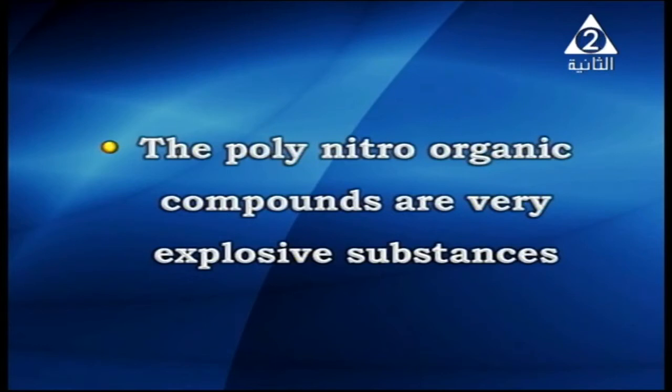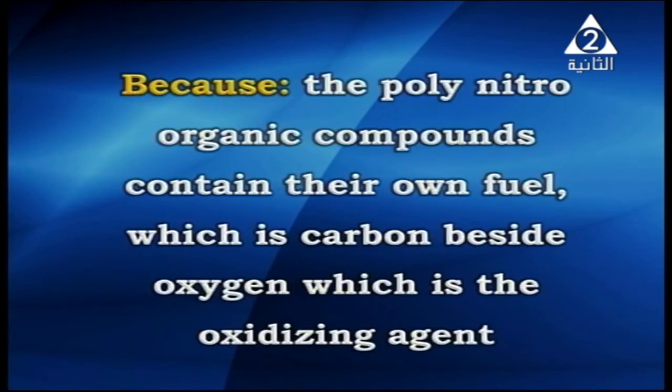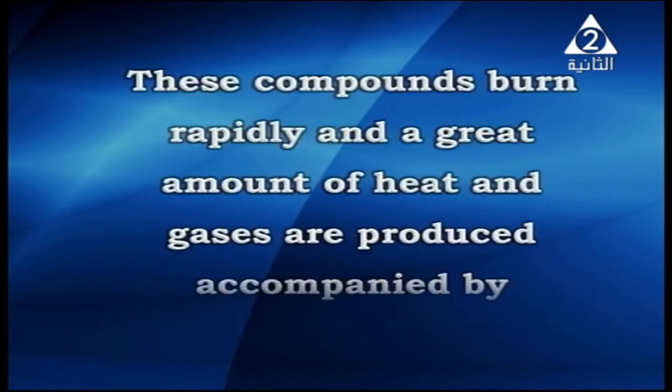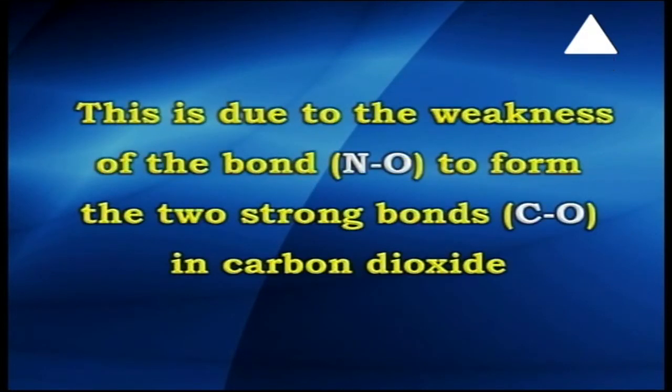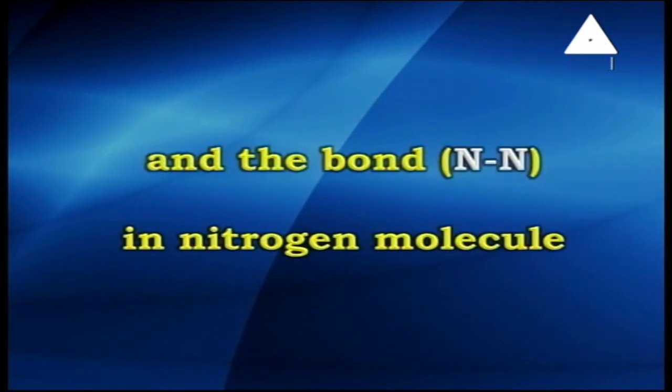Next point, the polynitro organic compounds are very explosive substances because the polynitro organic compounds contain their own fuel, which is carbon, besides the oxygen, which is the oxidizing agent. These compounds burn rapidly, and a great amount of heat and gases are produced, accompanied by explosion. This is due to the weakness of the N-O bond to form 2 strong bonds: C=O in carbon dioxide and the N≡N bond in the nitrogen molecule. So the 2 reasons make the reaction give a large amount of heat and explosion.